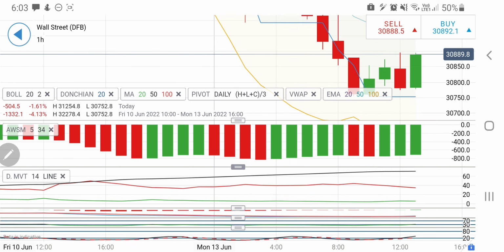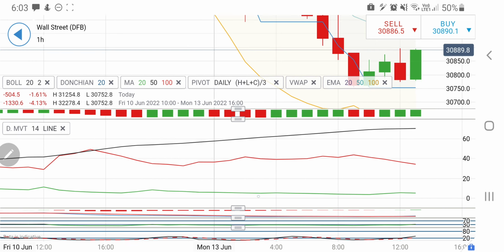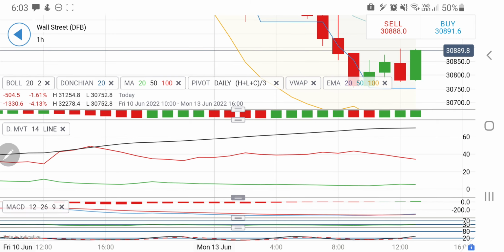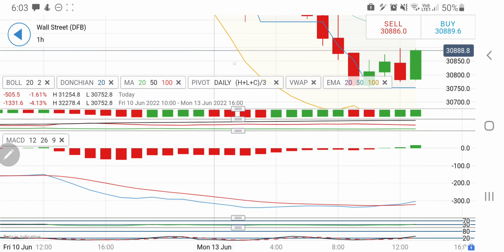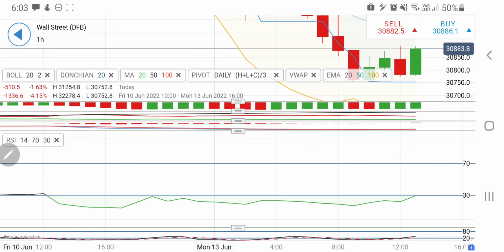The awesome oscillator is trading in negative territory with a bearish bias. Directional movement is bearish here. The MACD has just crossed over and it is just the second green candle there. Probably we may see the height of this candle increasing and we can expect a reversal from here.